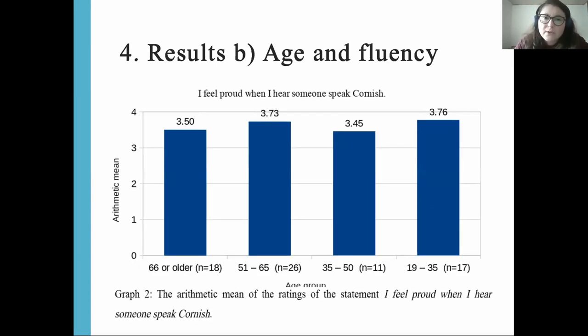And then again, the same goes for the other statement, which is, I feel proud when I hear someone speak Cornish. Again, everything is the same, just the statement is different, and you can see the slight dip again in this age group. Again, not statistically significant, mostly because I only had such a narrow scale from 1 to 4.